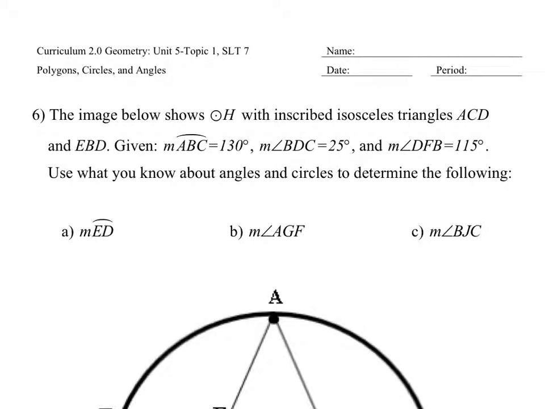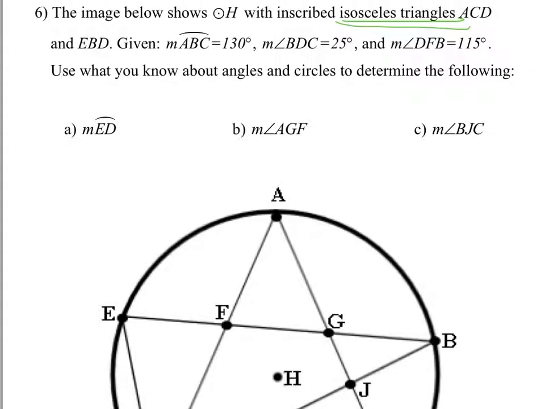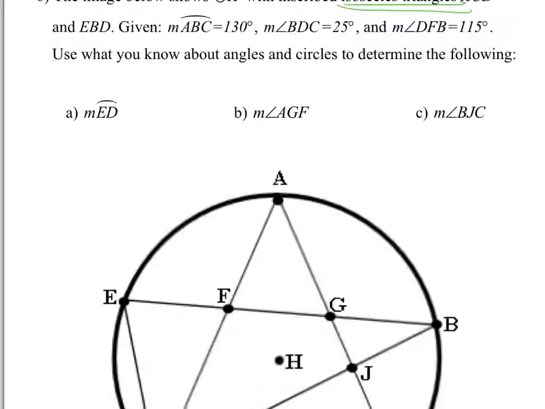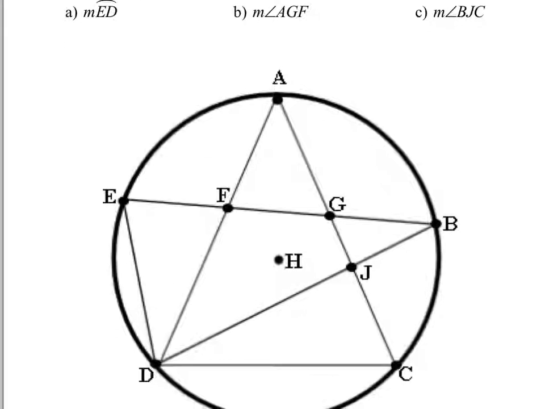The image below shows circle H with inscribed isosceles triangles ACD and EBD. Given measure of arc ABC is 130 degrees, measure of angle BDC is 25 degrees, and measure of angle DFB is 115 degrees. Use what you know about angles and circles to determine the following.